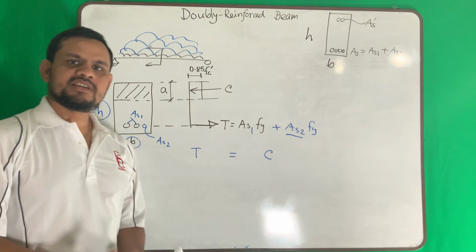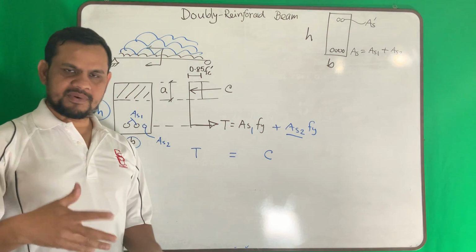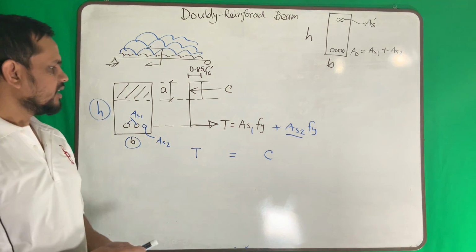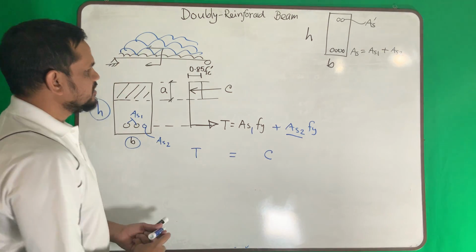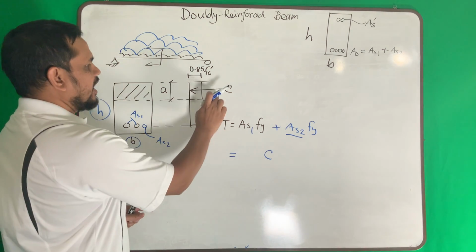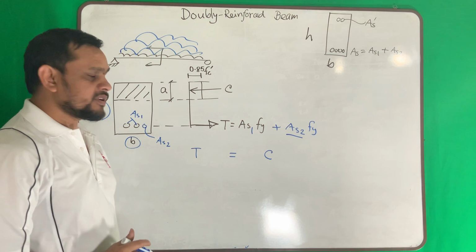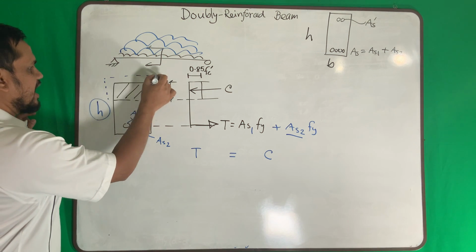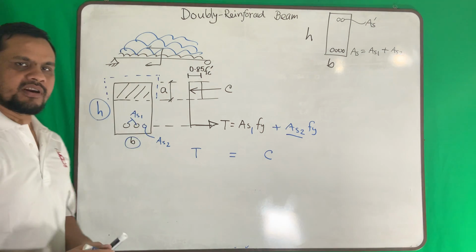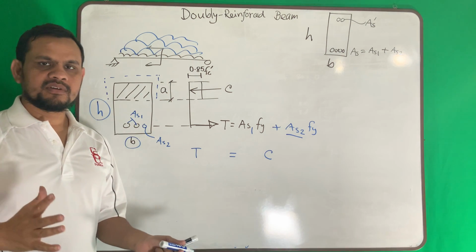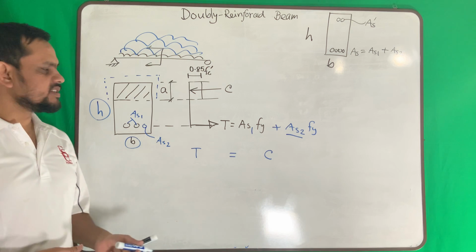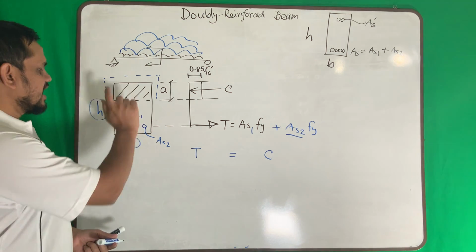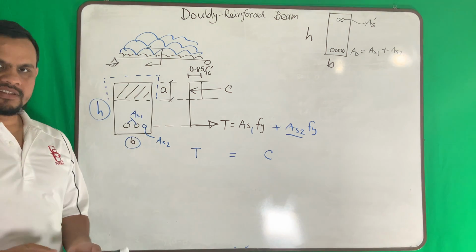Then I am adding more reinforcement, which is AS2. Then my tension is increasing. Tensile capacity of this beam is increasing. But I need to balance this. If I need to balance this, I need to add some strength in my compression. Now I cannot add my concrete. If I could add my concrete, then my life would be easy and the problem is solved. But I cannot because of the size restriction.